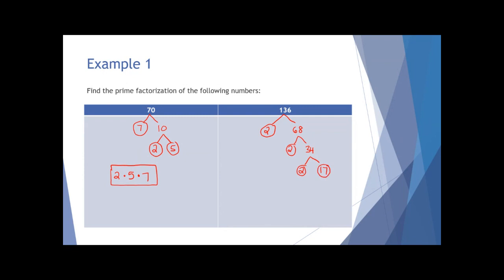So now I have branched out as much as I can, and now I just have my prime numbers circled. So when I write the prime factorization, this is 2 times 2 times 2 times 17. Or if you have repeated multiplication, you can use exponents. That's 2 multiplied 3 times, so the exponent is 3, times 17. So both of those are valid answers, but when we're reducing fractions, the first way is easier to work with.